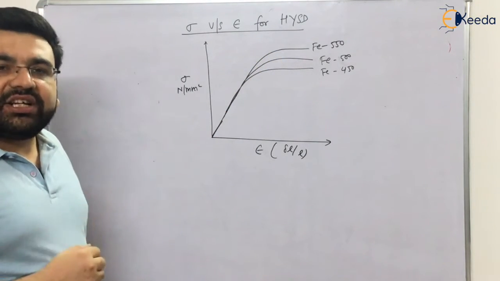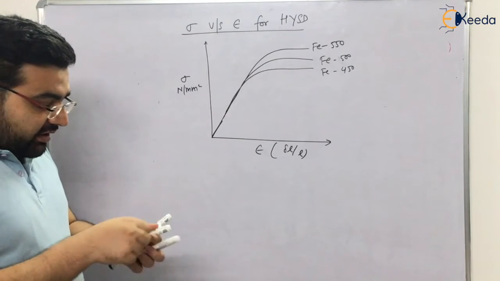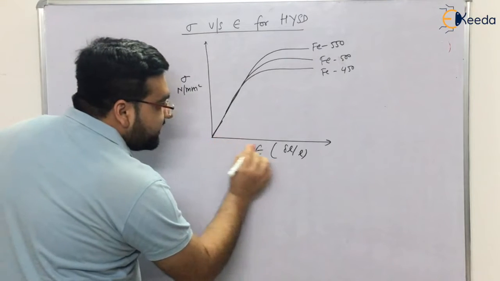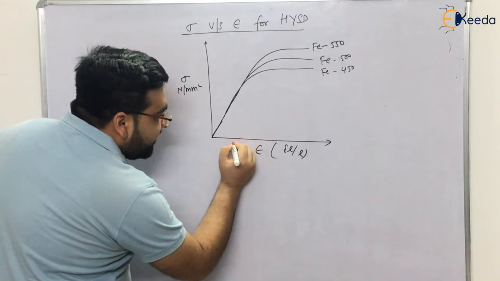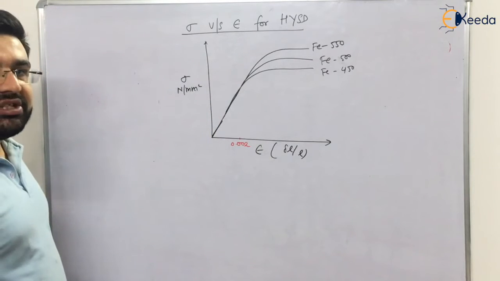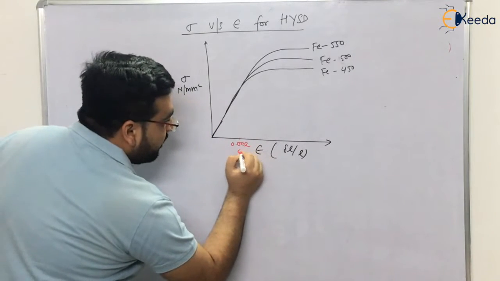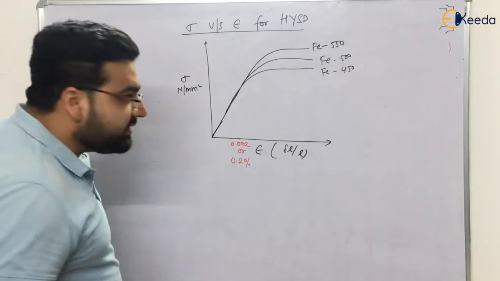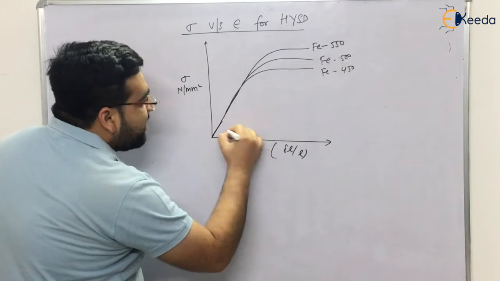So how will you get the yield strength? The answer is proof stress. Now what is proof stress? What you do is that this is a strain line. So at a strain of 0.002, or 0.2%, what you do is that you draw a line parallel to the initial line.